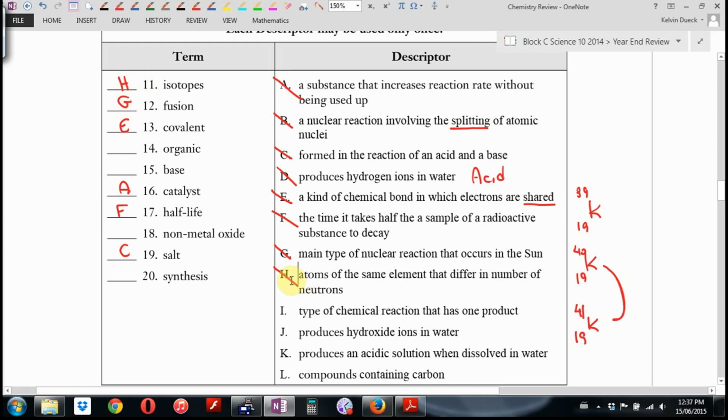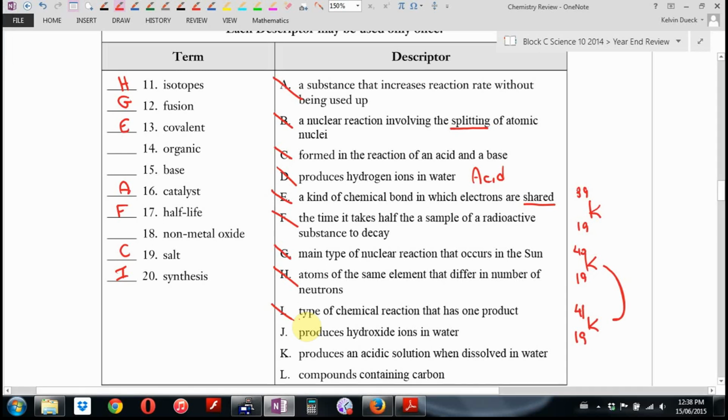Type of chemical reaction that has one product. Synthesis, 20. She sells synthesis by the seashore. She sells synthesis. I have trouble with that word.